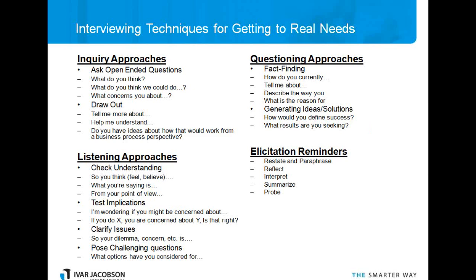So they're going to tell you what they want. What you need to figure out is why they want that. And from that, you can understand what they really need. And then you need to close the circle by coming back and saying, well, if I understand what you're telling me, this is what you really need, and they might agree or disagree with that.